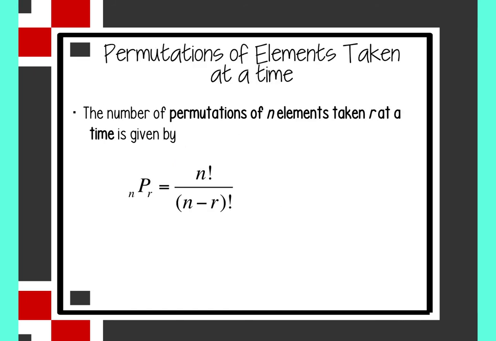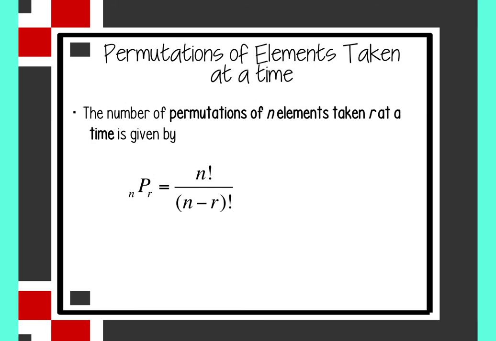All right, permutations of elements taken a specific amount at a time. So this says the number of permutations of n elements taken r at a time is given by, and this is similar to our C, right? It is P and R this time. So we use P for permutation. And the difference between this formula and C is that there's no R factorial at the end. So it's N factorial over N minus R factorial.